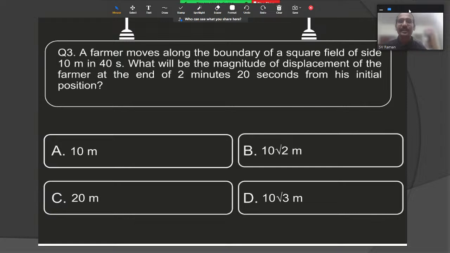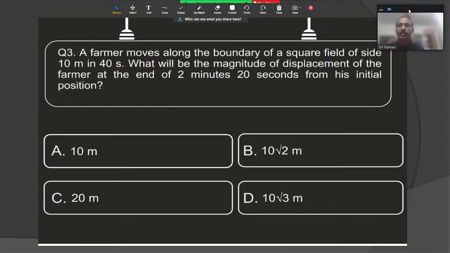Repeating the question again. A farmer moves along the boundary of a square field of side 10 meters in 40 seconds. What will be the magnitude of displacement of the farmer at the end of 2 minutes 20 seconds from his initial position? Option A, 10 meters. Option B, 10 root 2 meters. Option C, 20 meters. Option D, 10 root 3 meters.